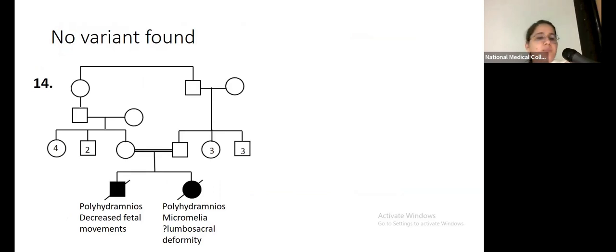Consanguineous family, polyhydramnios in both the fetuses, both the babies. One had decreased fetal movement, the other had macromelia or lumbosacral deformity. But again, we could not find any variant.